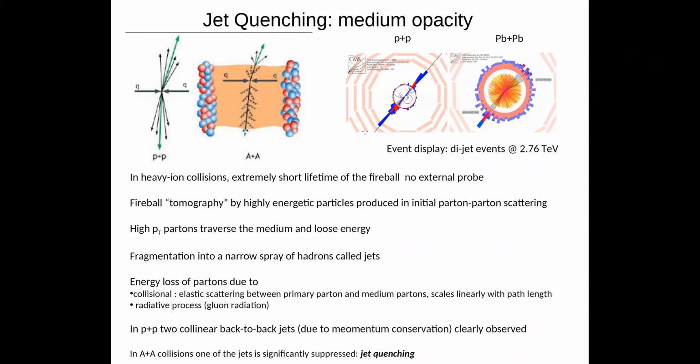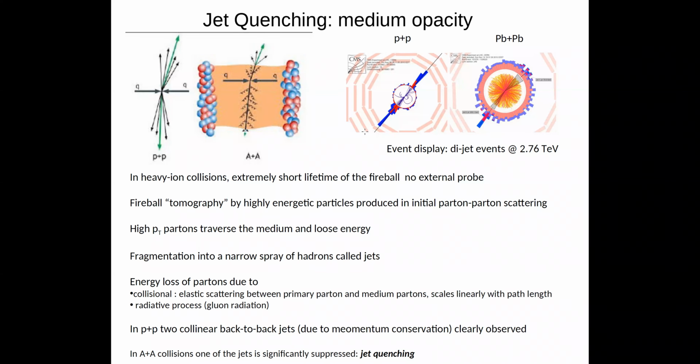Okay. So in that case, I am afraid because I have two more things to discuss. One is called jet quenching. I will discuss it very qualitatively. So what is jet quenching? As you know, in heavy ion collision, the lifetime of the produced medium is extremely small. So you cannot have any external probe, but still you can do a fireball tomography by measuring the highly energetic particles produced in the initial parton scattering. These high pT partons are called jets.